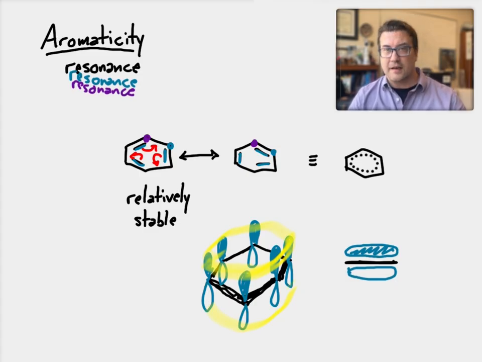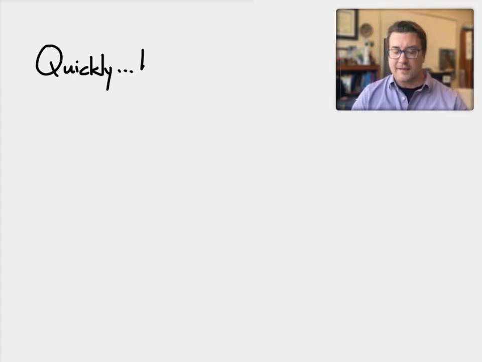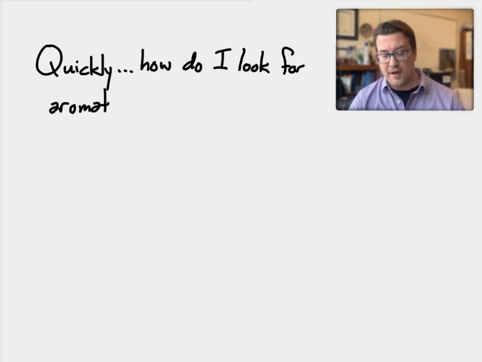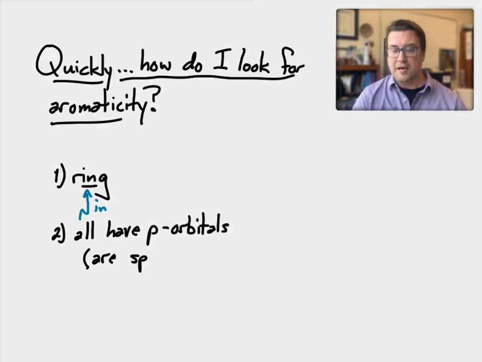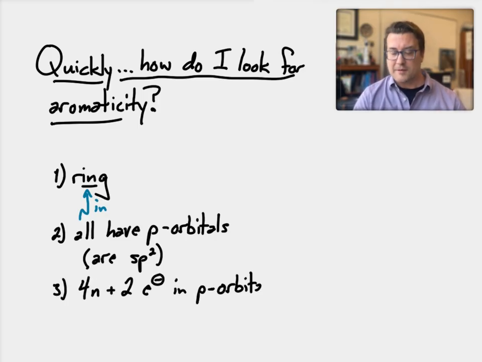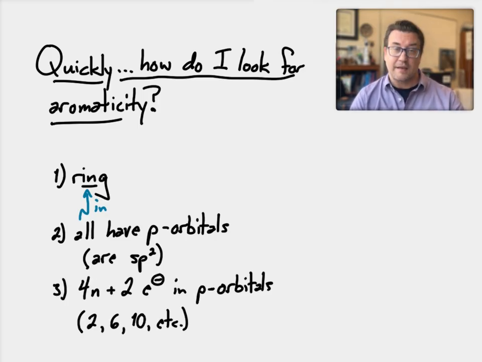So let's look at how we can quickly assess if something is aromatic or not. Because again, that's ultimately going to be typically helpful for you when you're just spotting aromaticity and the stability that comes with it. First off, it has to be in a ring. The part of the molecule that is aromatic will be in a ring, so a cyclo ring. In that ring, all the atoms in the ring have to have p orbitals. So that is to say that all of those atoms are sp2 hybridized.